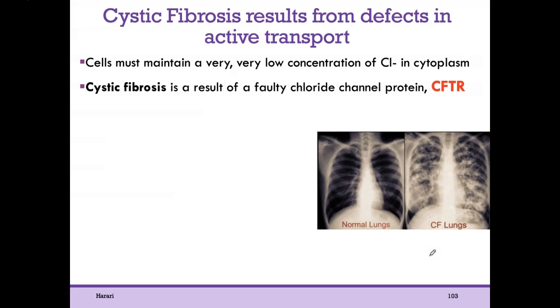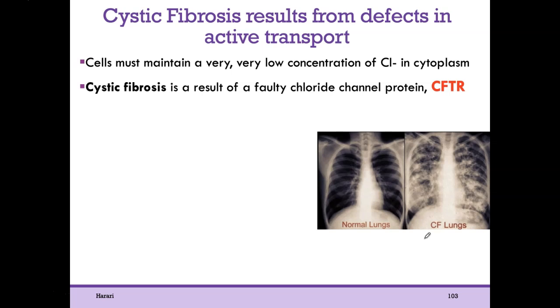And cystic fibrosis results from defects in active transport. Because just like having a low concentration of sodium, we need an even lower concentration of chlorine in our cytoplasm. And normally we have this protein called CFTR that pumps all the chlorine outside of our cells to make sure we don't have a lot of it in it.